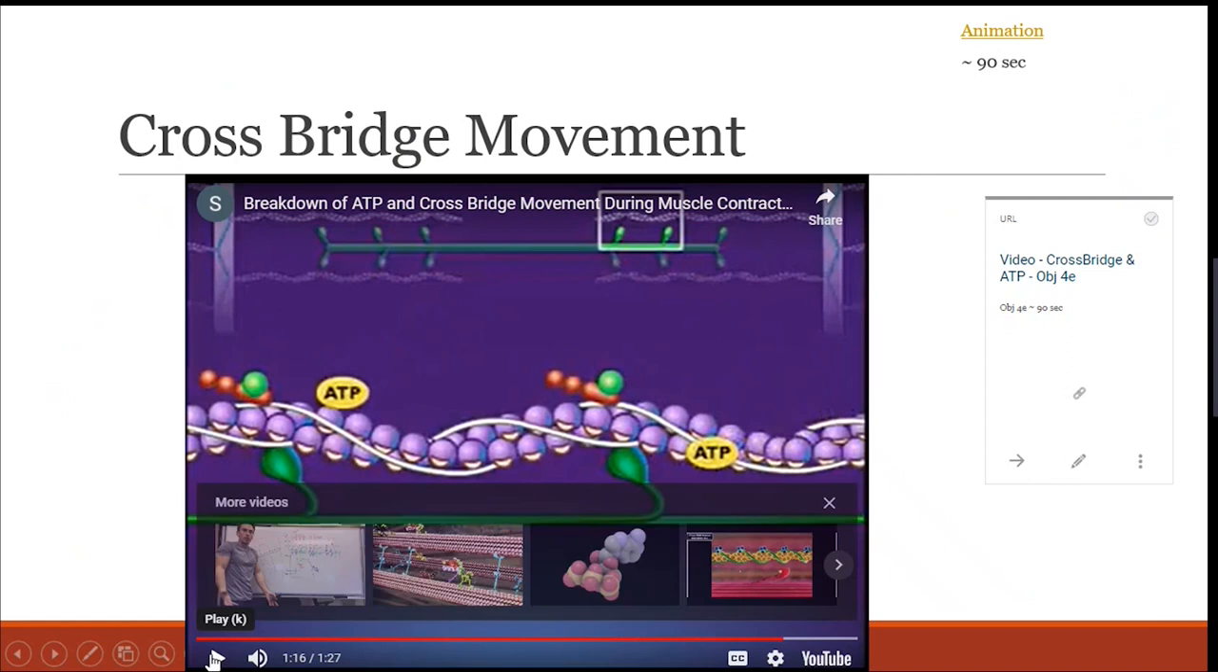Someone in one of the other classes asked me, and I just want to make sure you all know, these videos are in the PowerPoint, but they're also on the Moodle page. So I put right here a snapshot of what that looks like on the Moodle page. It's titled Video, Cross Bridge, and ATP Objective 4E. I put them ABCD. I put the videos in the order that we watched them in class. So that's what the little ABCD part is for.